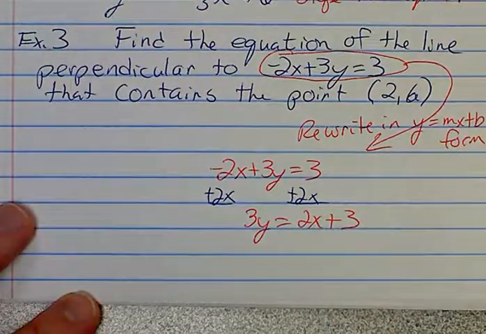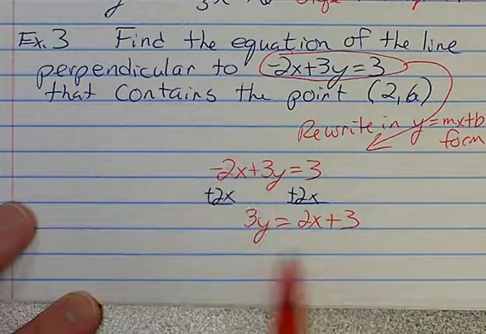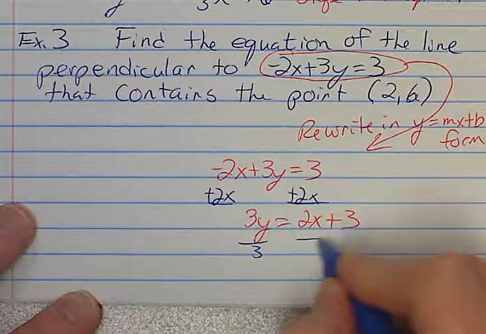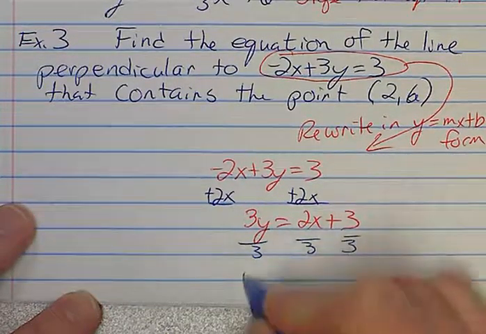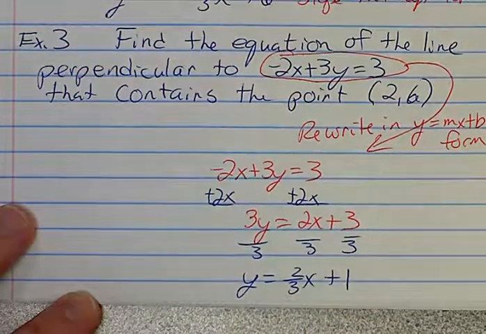Okay. And again, anytime you're doing these, it should only be 1 or 2 steps. This one, you're going to add or subtract away the x. Once you're here, it's 3 times y, so we're going to divide everything by 3. So this will be y equals 2/3 x plus 1.